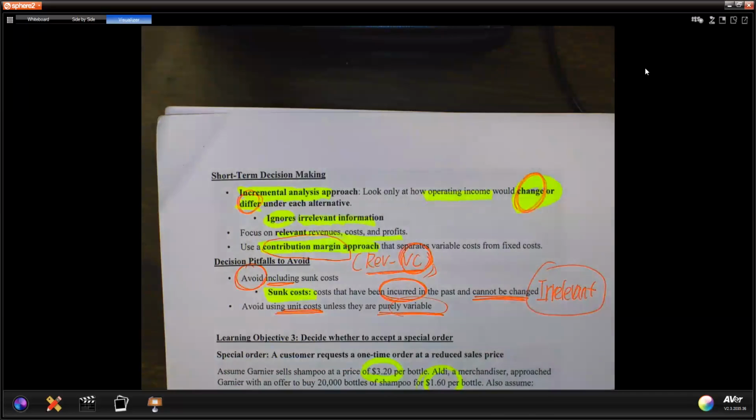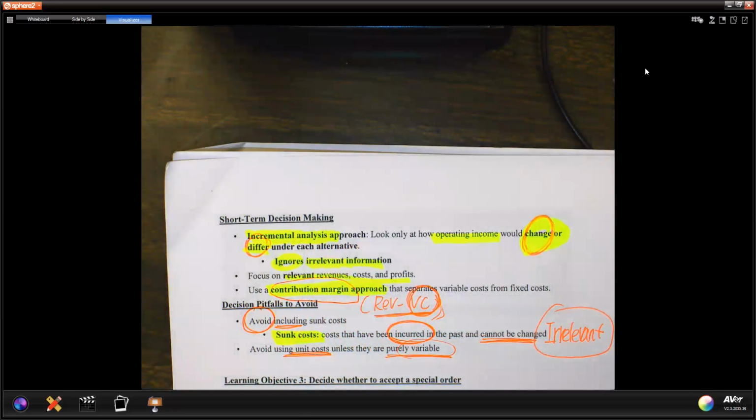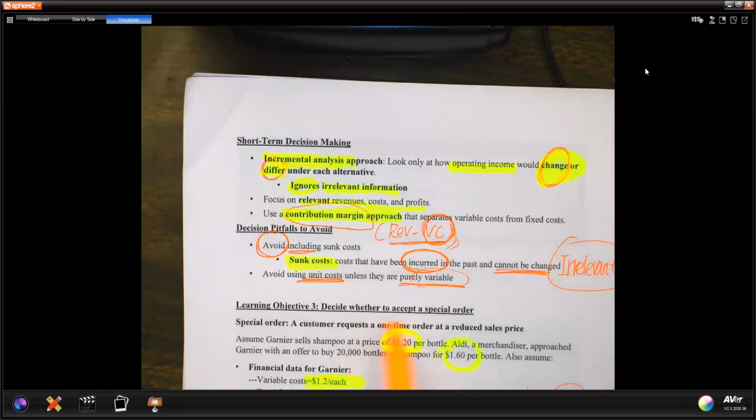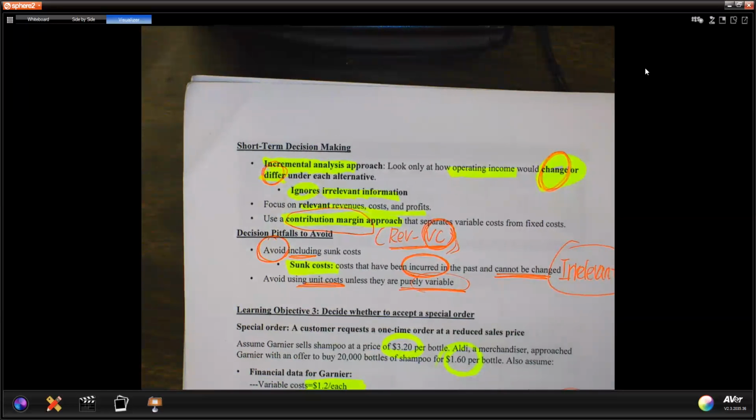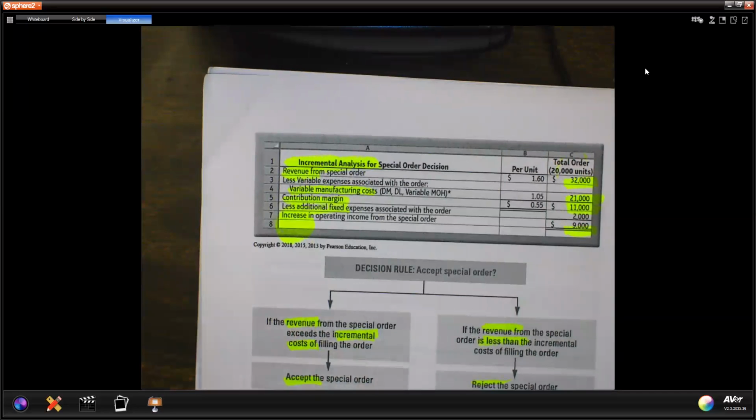Okay. So we use incremental analysis. Basically, we focus on the information that will be different, the incremental. The first situation is we decide whether to accept a special order, yes or no. I'm not going to read the question, but basically, if the incremental revenue is more than the incremental cost, then you should take the order, although the price may be cheaper than your regular selling price.